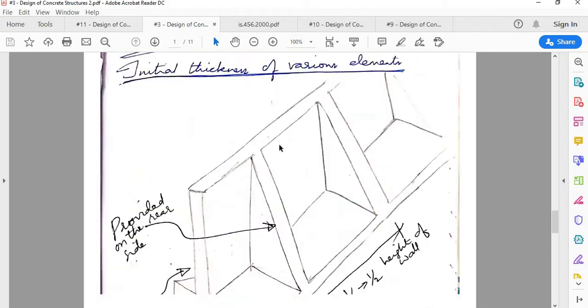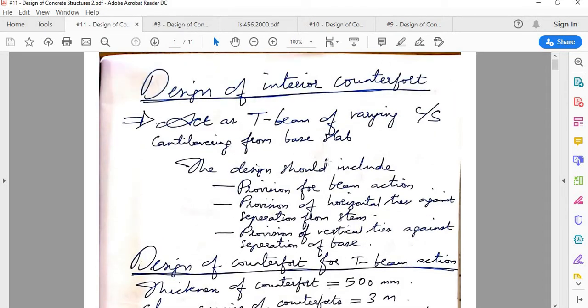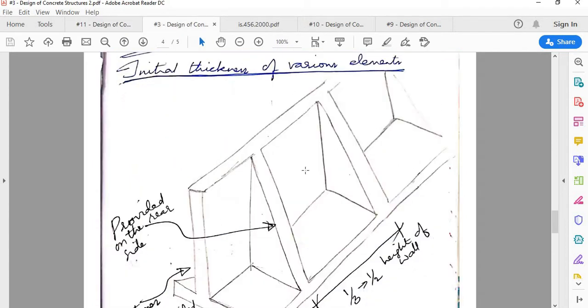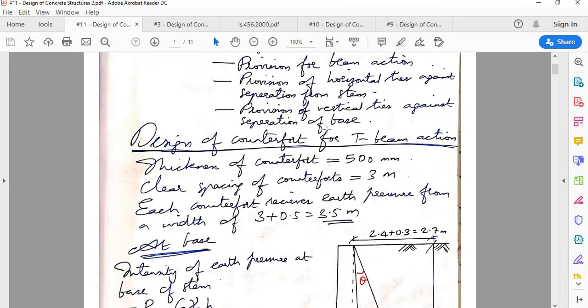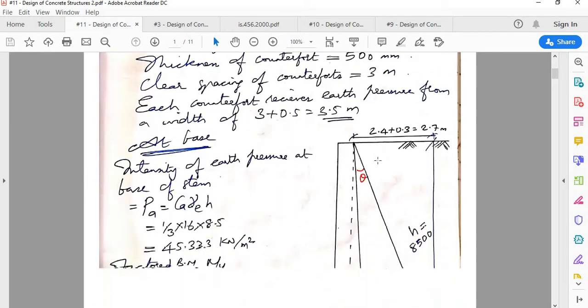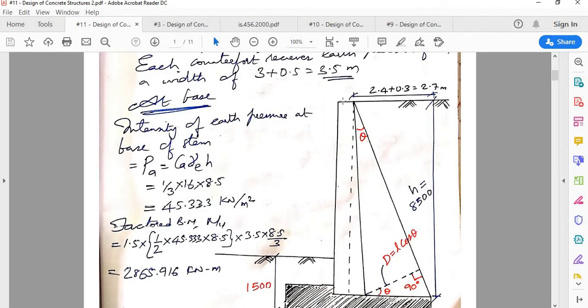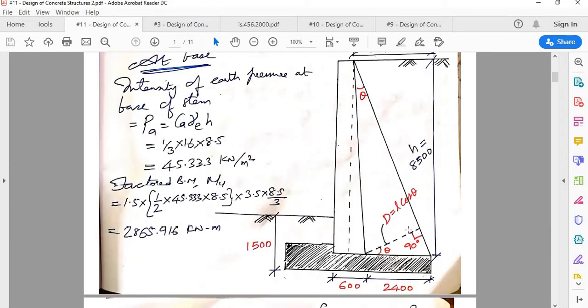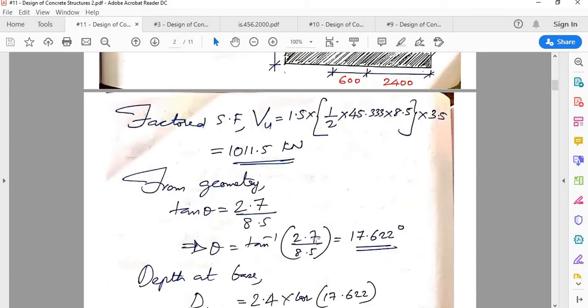Now ideally I should have shown a cut section here to show you how the T-beam will look, but I guess all of you are able to imagine it. Okay, let us proceed with the design. First let us design the T-beam. This is the section passing through the counterfort. This is the vertical stem, and let us assume this angle is theta. From trigonometry you can easily calculate the angle theta.